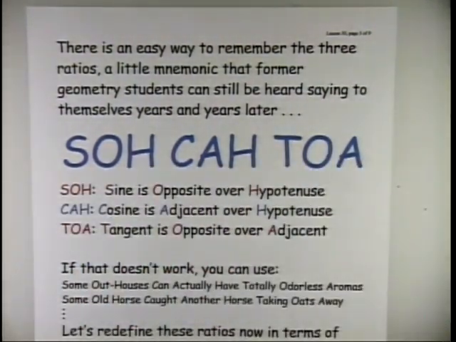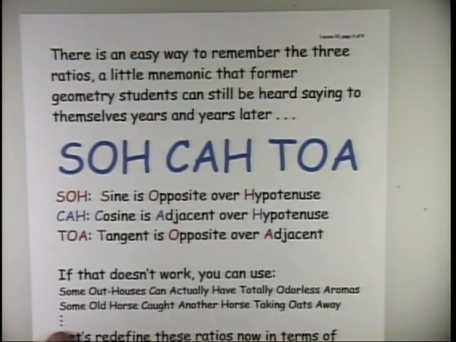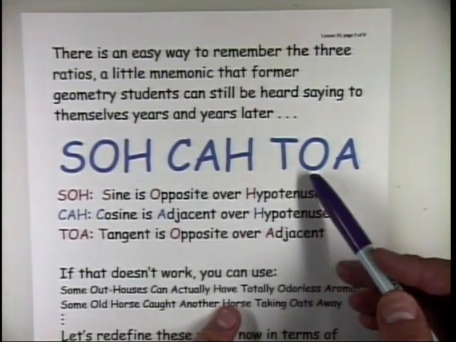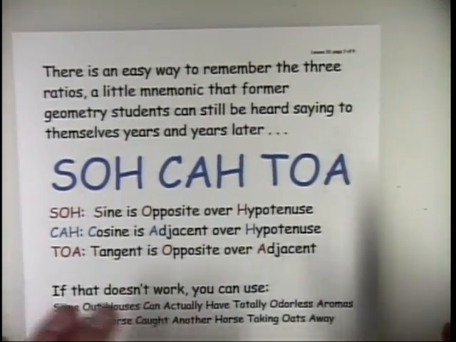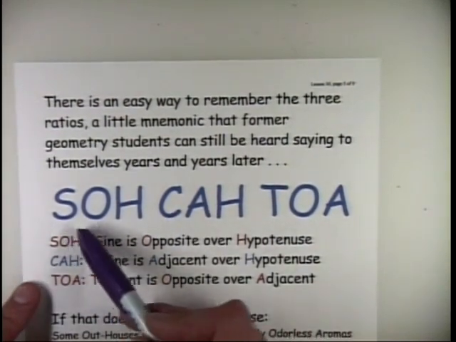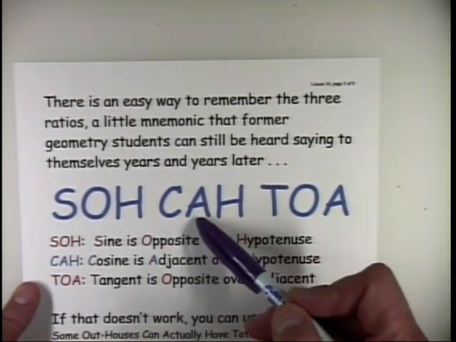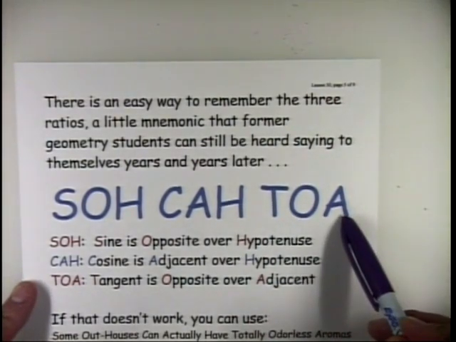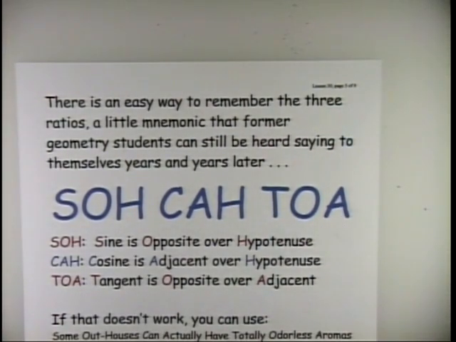Pretty easy. Now, if that's too easy for you and you want to kind of make it a little more interesting, there's a lot of other mnemonics you can make up. One of them that actually has been used quite a bit is some old horse caught another horse taking oats away, which I guess is good if you love horses. One of my personal favorites is some outhouses can actually have totally odorless aromas. I'd probably tend to disagree with that, but it's a cute way to remember SOHCAHTOA.